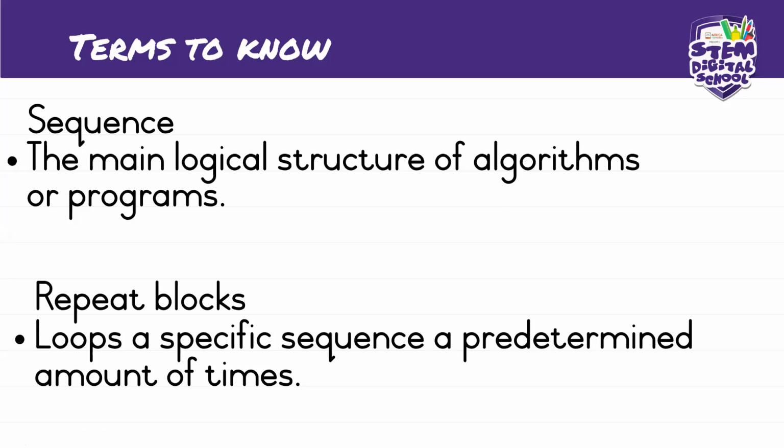Yes, that's it. Okay, repeat blocks. They loop a specific sequence a predetermined amount of times. Not all repeat blocks are the same. Some repeat blocks are conditional. Some have a variable ingrained in them that we can adjust, as in a for loop. But this is the first step to that: understanding these loops, or these blocks, that you set to a predetermined amount of times.